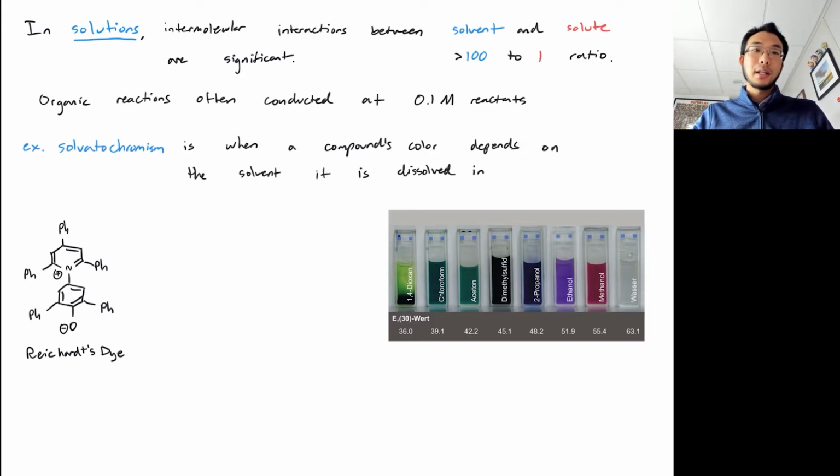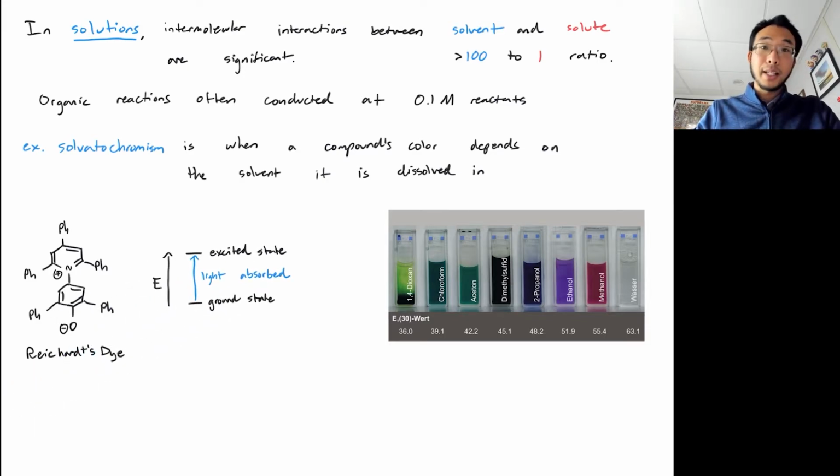So the color that is either emitted or absorbed by a molecule is related to an electronic transition. In other words, an electron has to get excited from one energy level to another if it's absorbing light, and if it's emitting light, that electron then drops from a higher energy level down to a lower one. So it looks something like this.